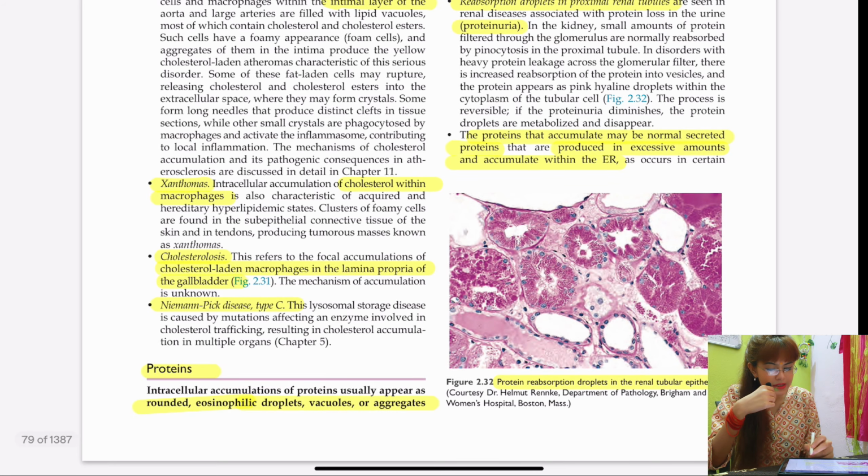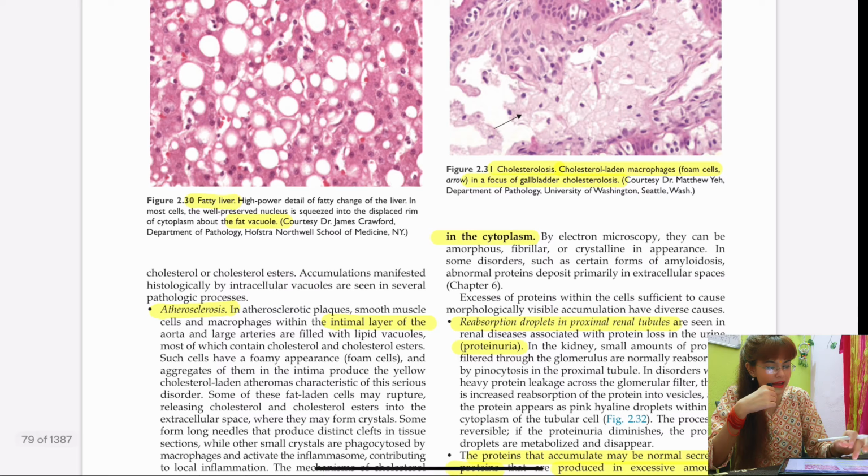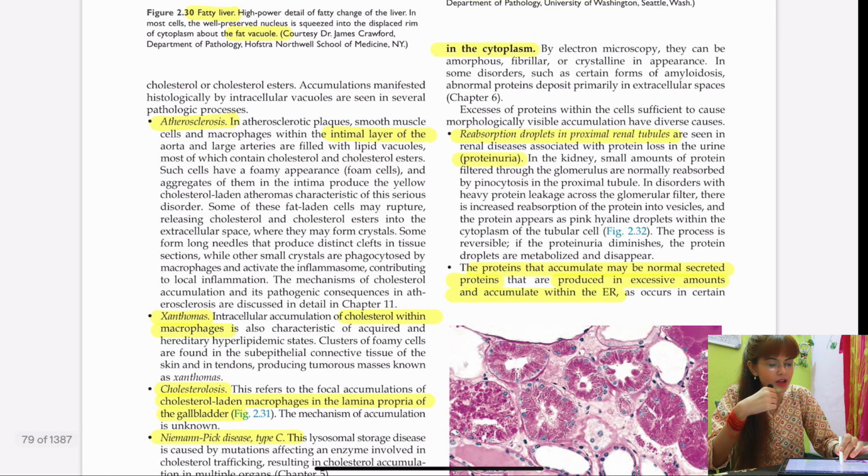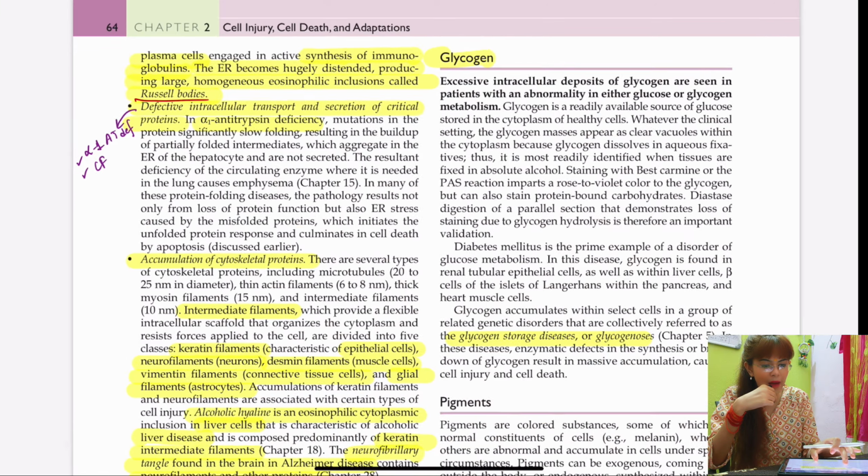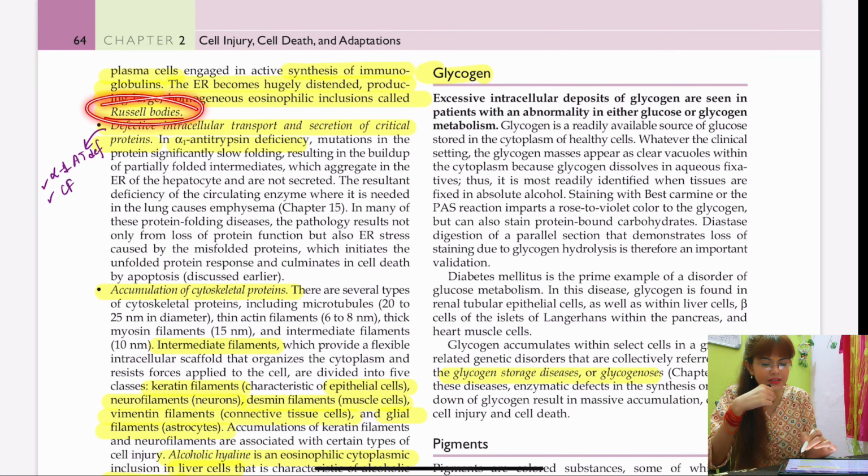Proteins, obviously, accumulate as eosinophilic droplets, vacuoles or aggregates in the cytoplasm. Reabsorption droplets occur in proximal renal tubules, and proteins that are normally secreted, in excessive amounts may accumulate in the endoplasmic reticulum, for example the Russell bodies. So this is also an important question. The ER becomes hugely distended, producing large homogeneous eosinophilic inclusions called Russell bodies.